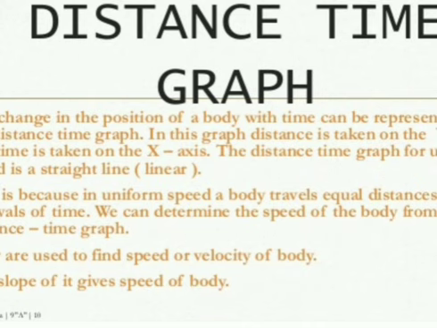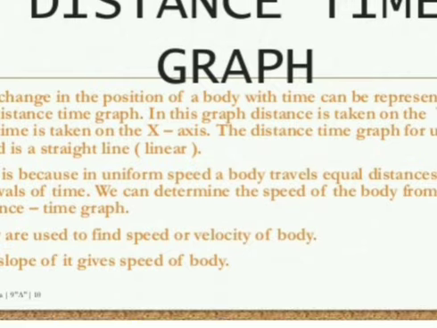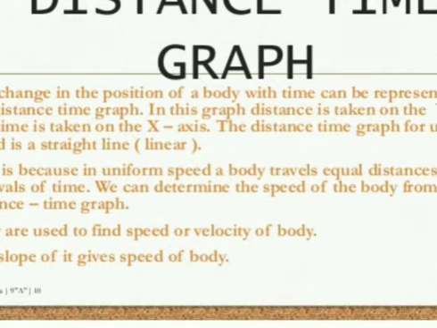Now first of all, we will do the distance time graph. The change in the position of a body with time can be represented by a distance time graph. You know that whenever any body changes its position, it has covered some distance also. So in this graph, we will take distance on the y-axis and time on the x-axis. So time will be independent, and distance is dependent.